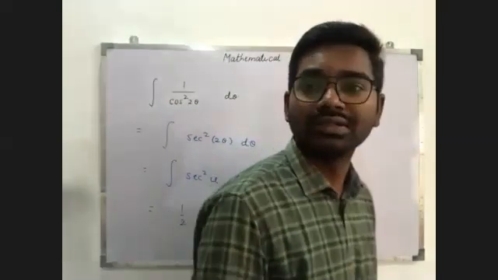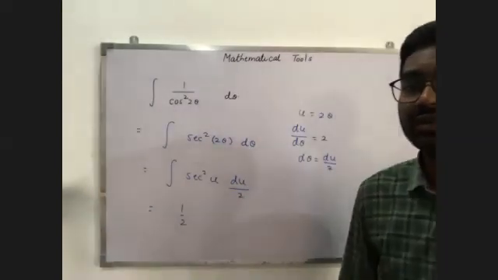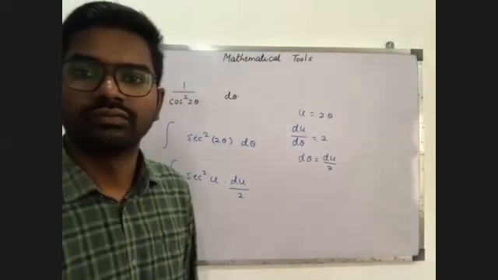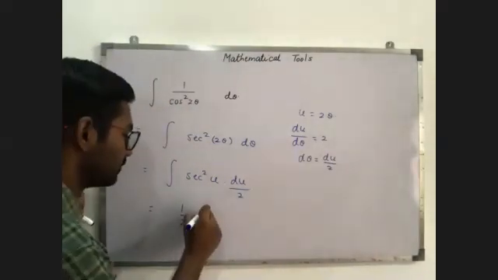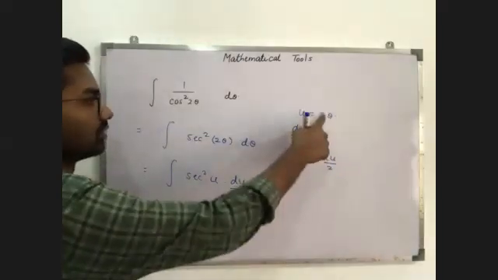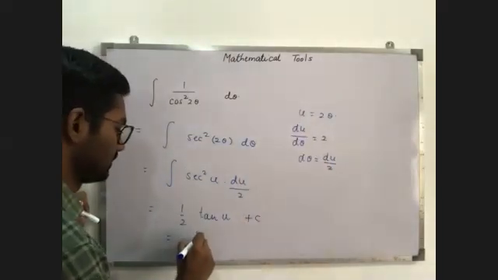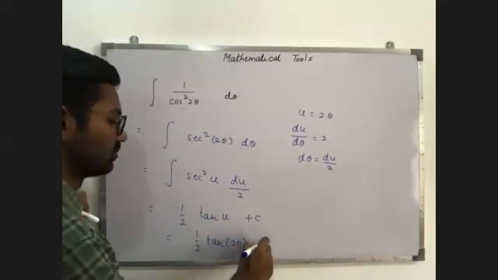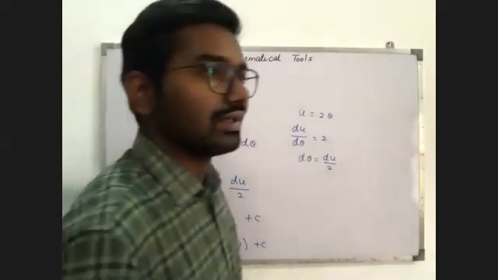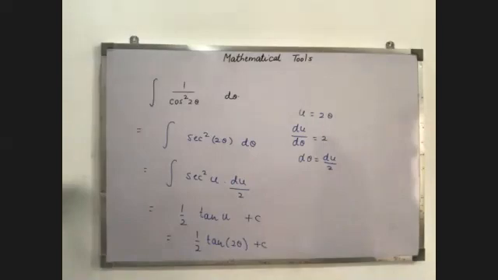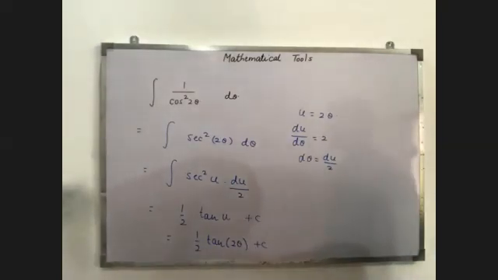Can anyone tell me what is the integration? What integration did I tell you for sec square u? It is tan u plus c. Now u is 2 theta. So this is half tan 2 theta plus c. Is this clear? Is this question clear? Okay.